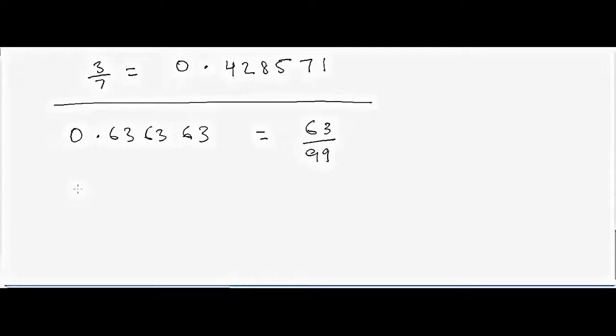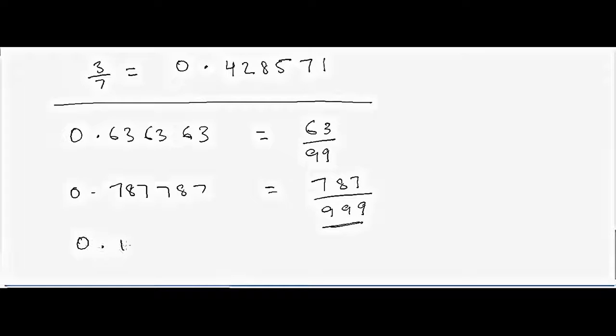And suppose we have the same thing, 0.787. All I need to do is write 787 divided by three nines in the denominator, and that will give me the fraction. That's another quick way to get the fractions. In the same way, suppose we have 0.111111, the answer is very easy: 1 divided by 9.